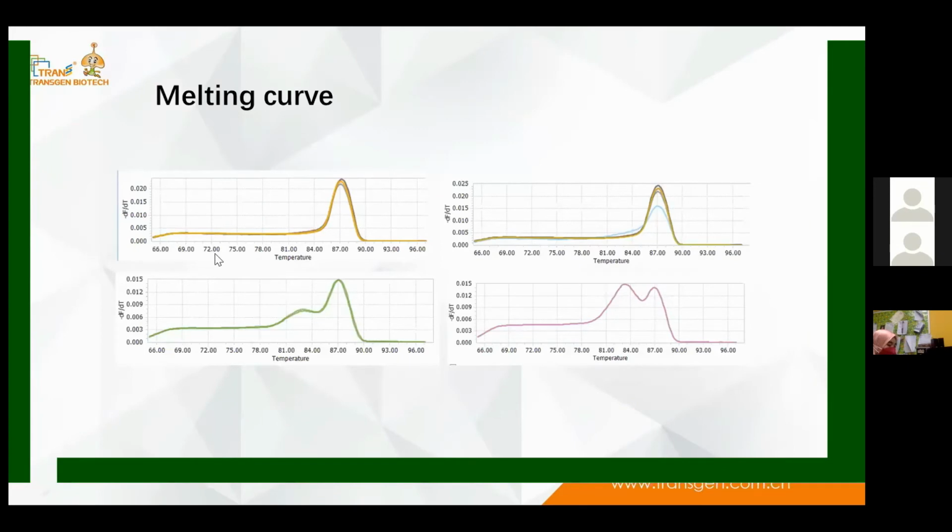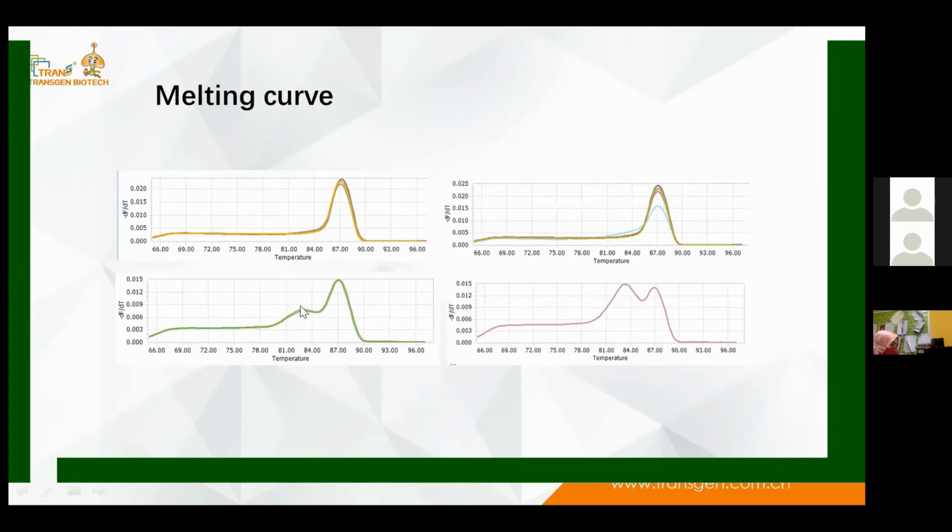Now the melting curve. This melting curve is a very good result, and this one also seems to be a very good result here. But you see there are blue lines here. This blue line shows the NRC, which means the no RT control shows the same signal in the experiment. So this one is not as good.